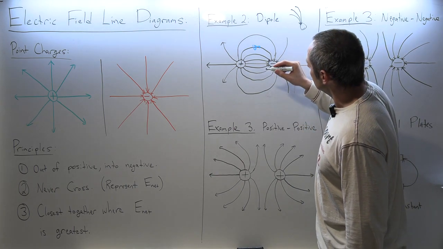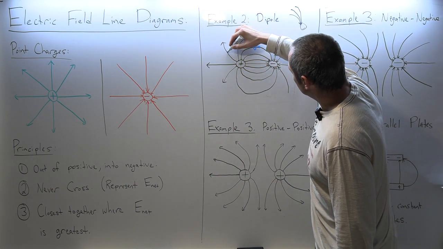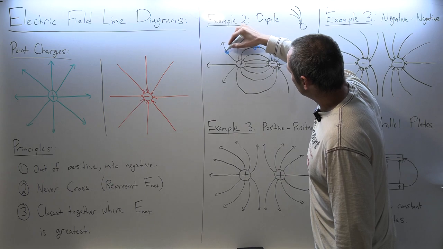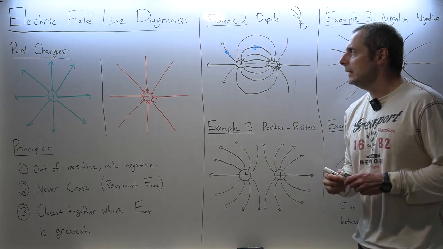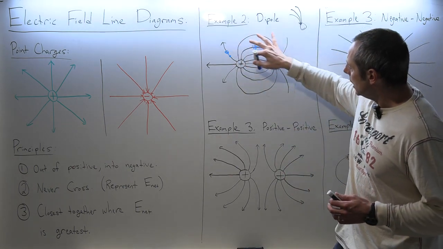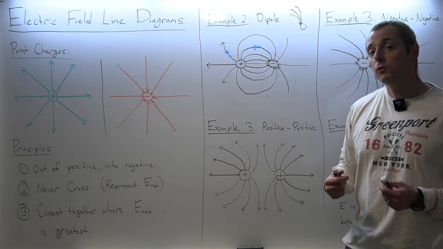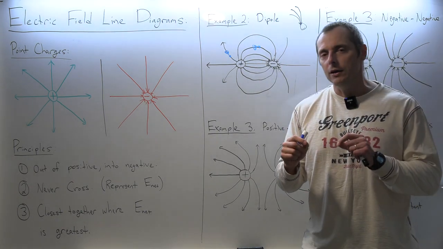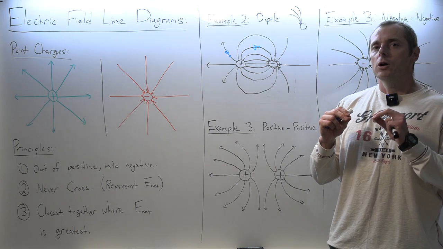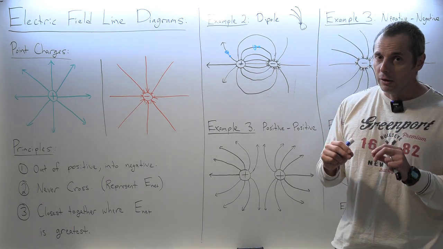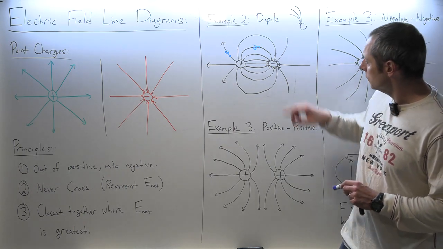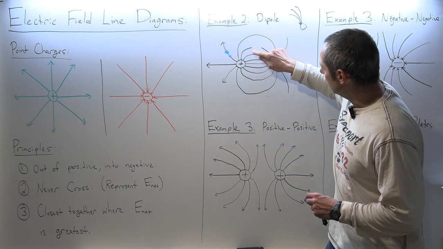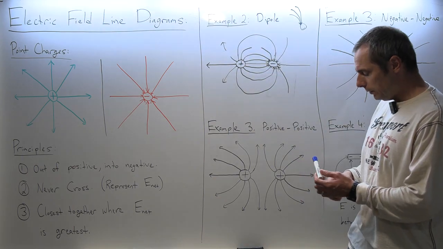If I put a minus here, for example, let's see, maybe I'll think of a minus right there. It would feel a force not with the electric field, but opposite the electric field. So ultimately, it tells you how charges will feel forces as a result of these fields. But again, just very crude, qualitative, non-numeric, non-specific information from these diagrams. Okay, so let's move on to the next example.